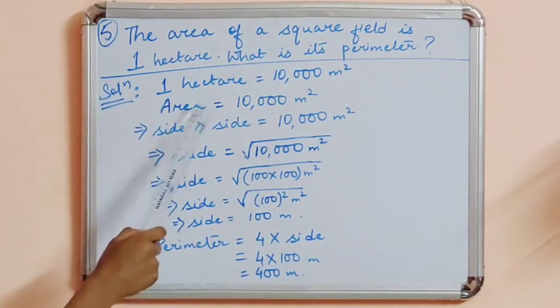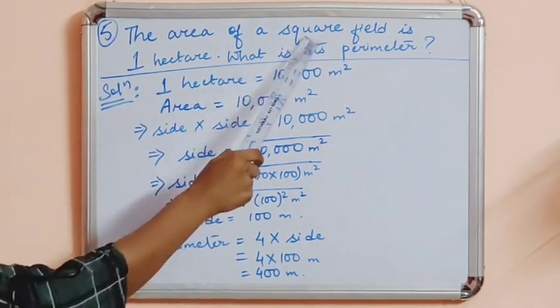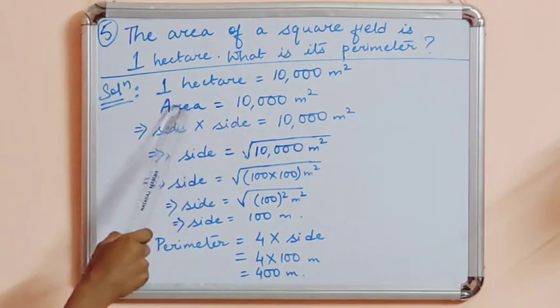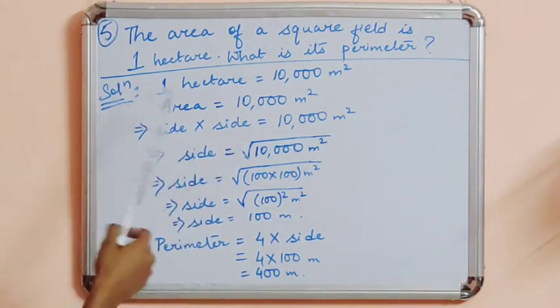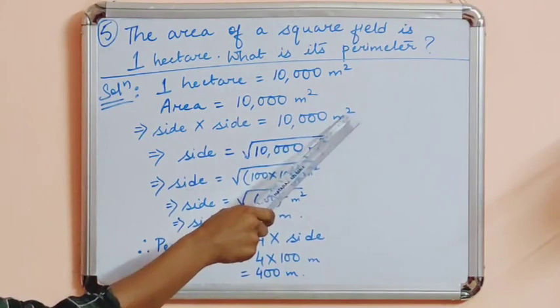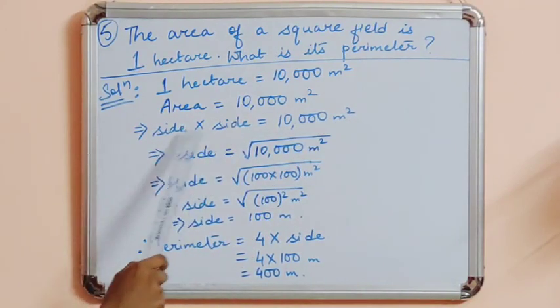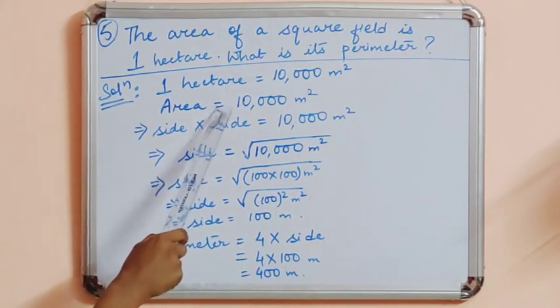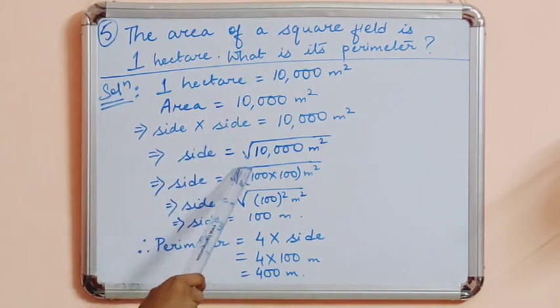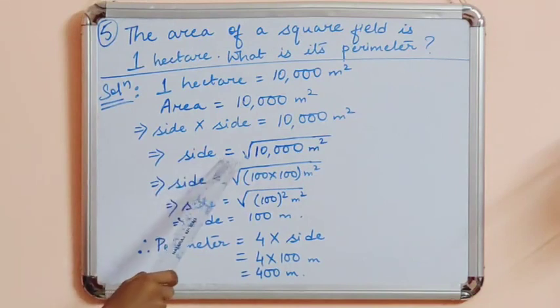So the formula for area of a square field is side into side. So area is equal to side into side, which is also equal to 10,000 meters square. So side into side means side square. And if we remove this square from this side, we have to take the square root on other side. So side is equal to square root over 10,000 meters square.